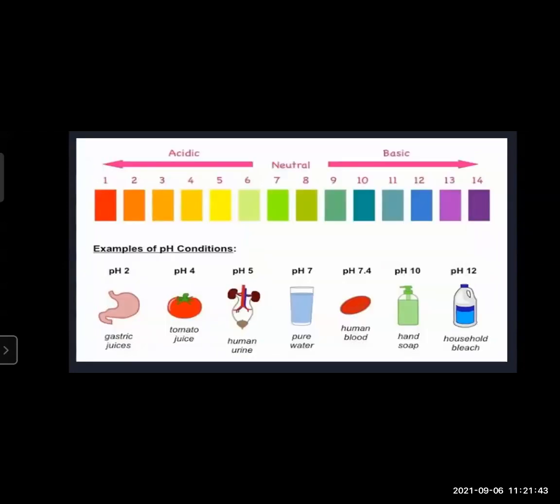See here, this is another slide. I will explain this one also. These are the examples given here: tomato, human urine, pure water, then human blood, then hand soap. The hand soap or baking soda is also given there because it is a basic solution. Household bleach. So the number will immediately make you understand: if the pH is 2, you could say the particular solution is acidic. If the pH is 7, the number you see is neutral. If the pH is 10, you could tell the solution is basic.